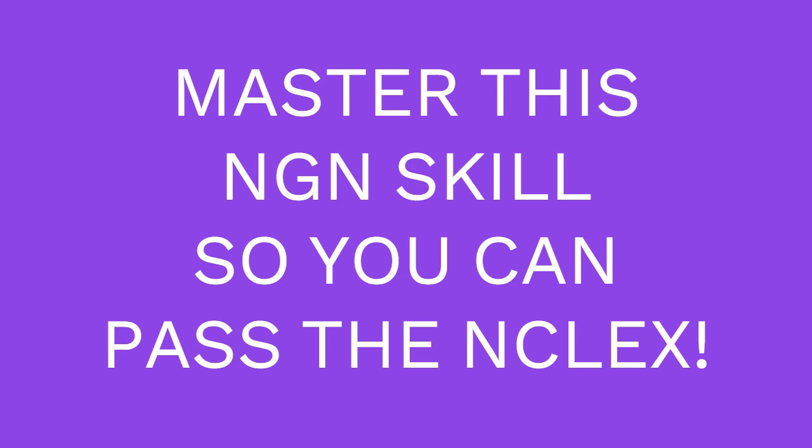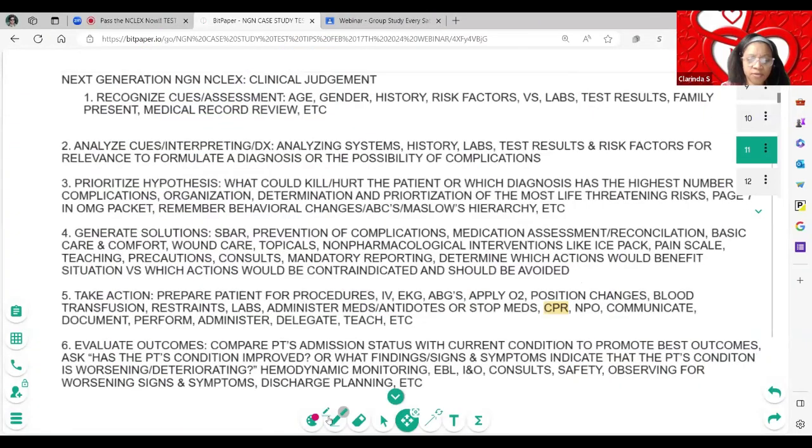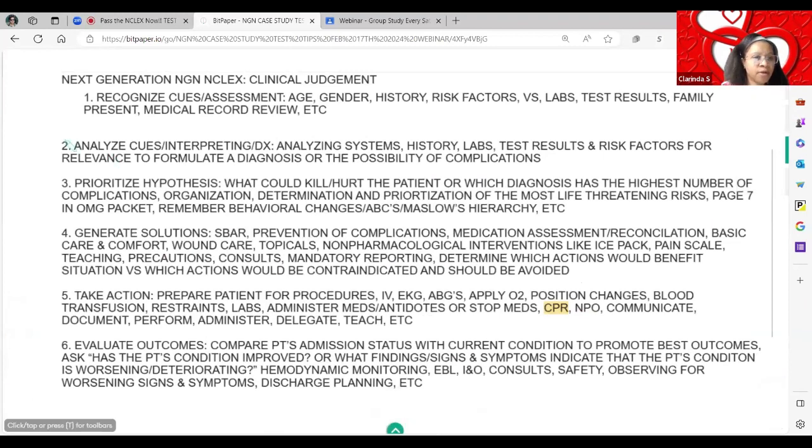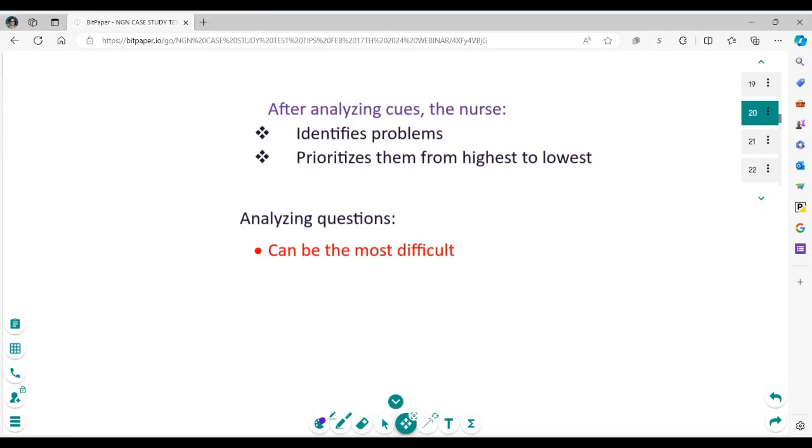All right, so this board is really busy. Ooh, it's busy, busy. This is one I kind of typed up a while back. But analyzing cues is interpreting the diagnosis. You're analyzing the systems. Is it heart, lungs, kidneys? What is the system that's involved? What's in their history? What's in their labs? What's in their test results? And then you may look to see what risk factors they have for relevance, what's relevant to formulate a diagnosis, or the possibility of a certain complication. So I think our person was all respiratory.